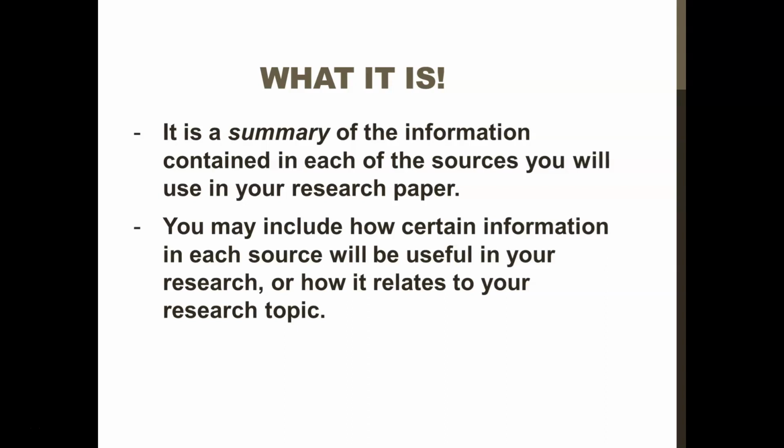So first of all, an annotated bibliography is basically a summary of the information that is contained in each of your resources that you will use in your research paper. Second, you're allowed to include how certain information in each of the sources is going to be useful in your research or how it relates to your research topic. So just keep that in mind. You're allowed to include that in your annotated bibliography.